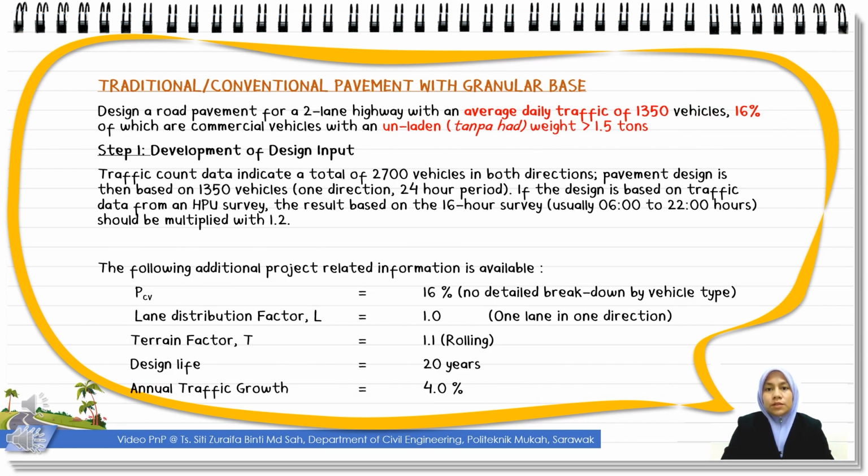This is an example of designing, on how to use traditional or conventional pavement with granular base. You need to determine A. Initial average daily traffic in one direction, ADT. B. Percentage of commercial vehicle CV with an unladen weight of more than 1.5 ton, PCV, and breakdown into vehicle category shown in table 2.1. C. Average annual traffic growth factor R for CV.